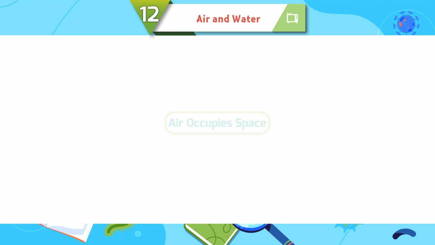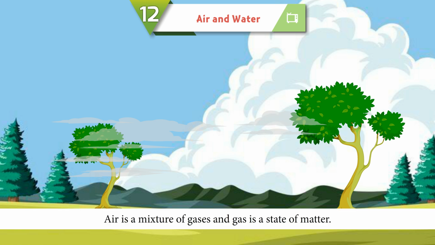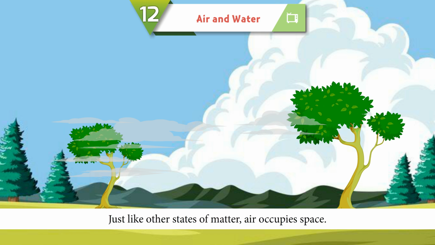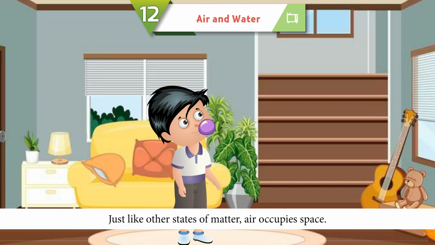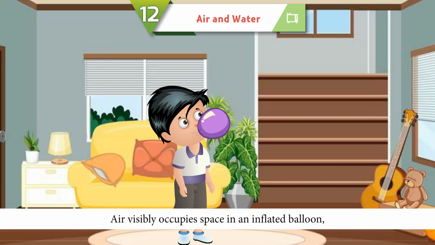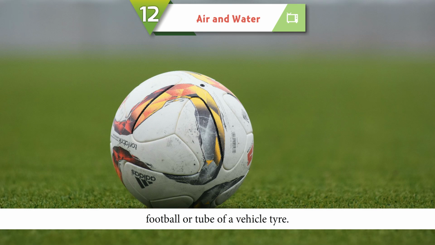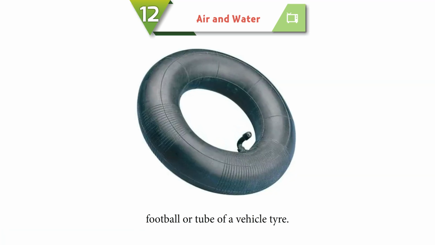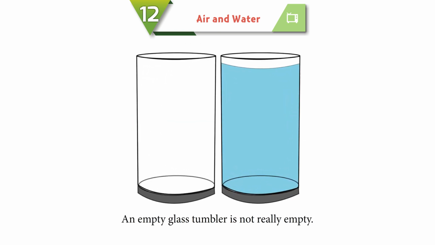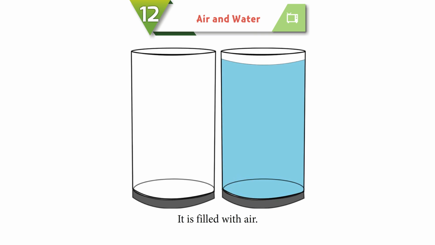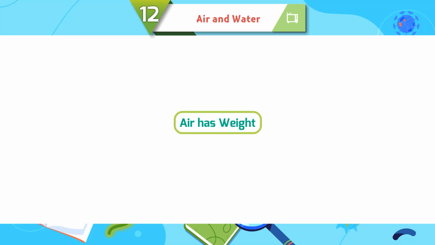Air occupies space. Air is a mixture of gases, and gas is a state of matter. Just like other states of matter, air occupies space. Air visibly occupies space in an inflated balloon, football or tube of a vehicle tire. An empty glass tumbler is not really empty. It is filled.